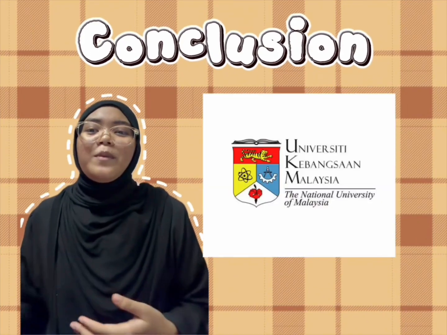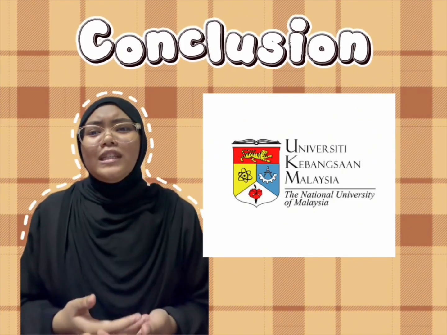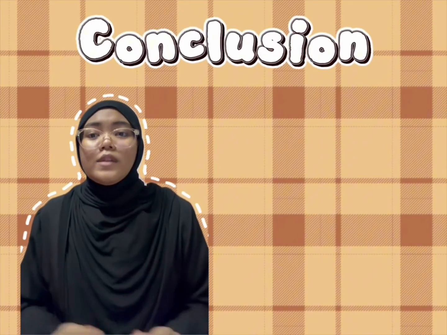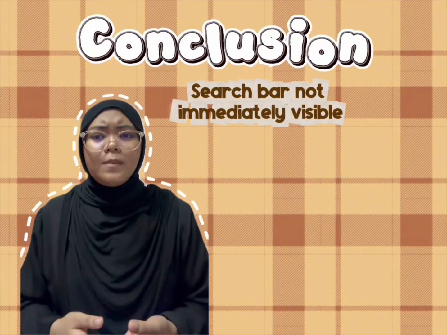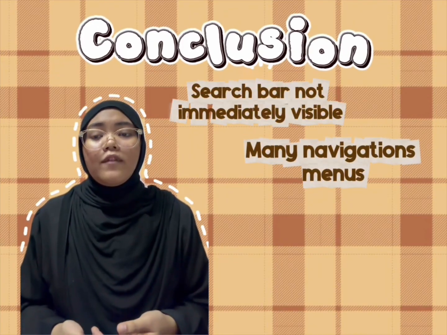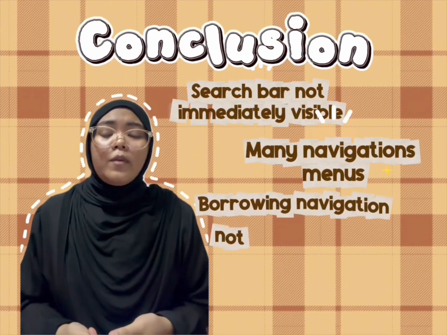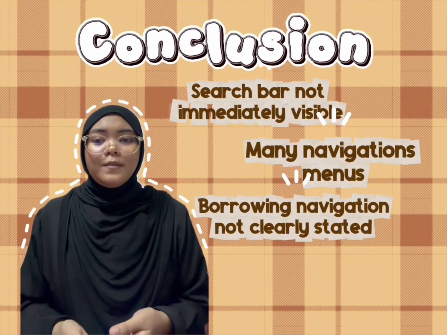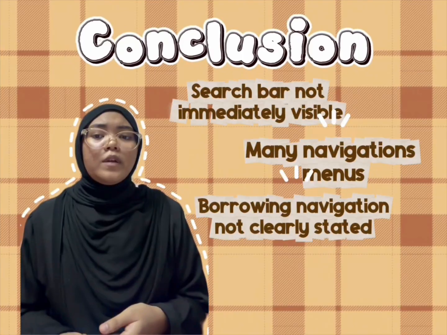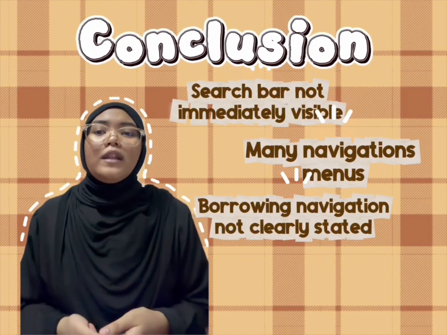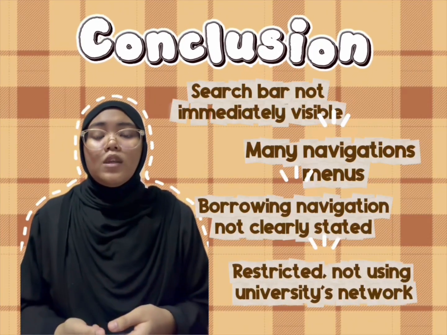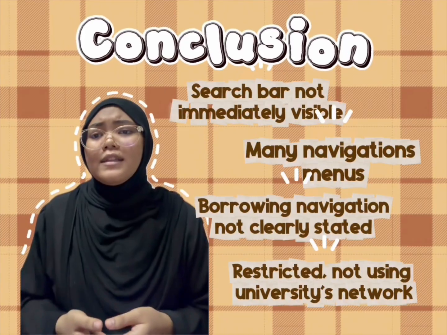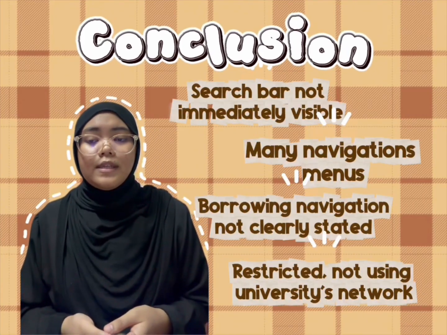The UKM library portal ranked third. During the usability testing, the user experienced more confusion because the search bar was not immediately visible. There were too many navigation menus and the borrowing information was difficult to locate. Similar to the UM portal, access to some online resources was restricted when not connected to the university network, which affected the overall user experience.